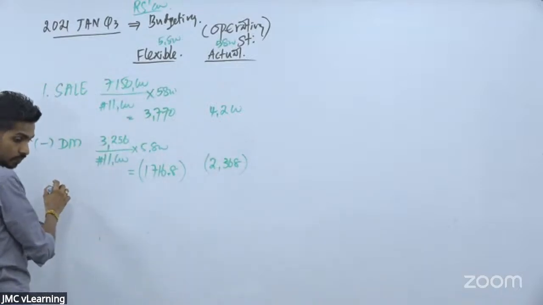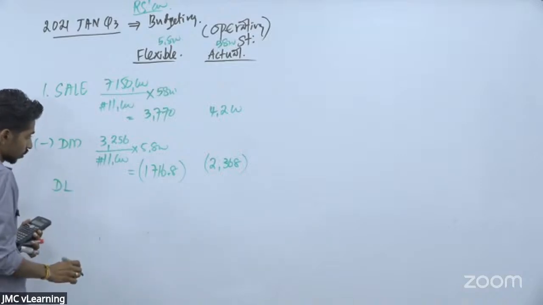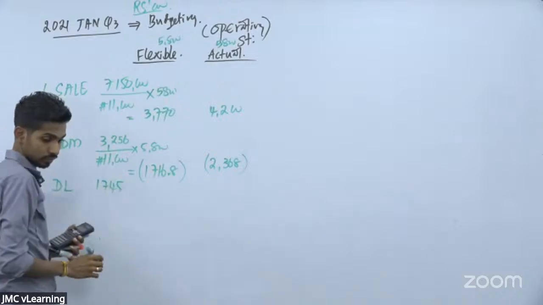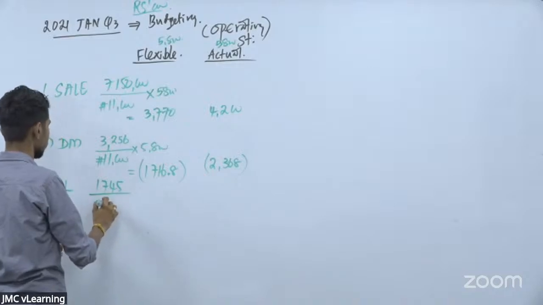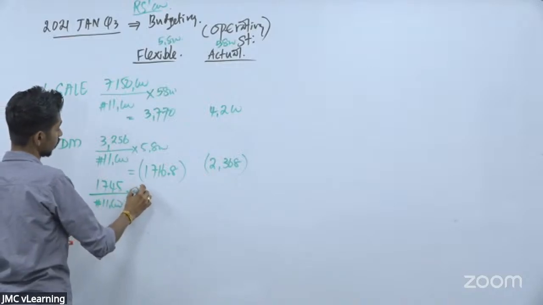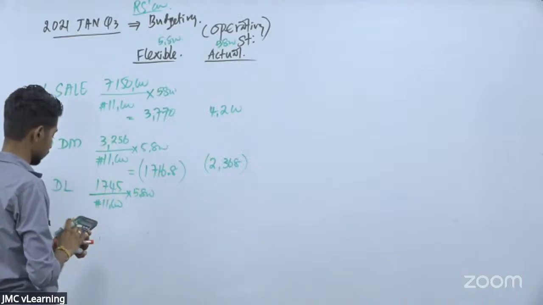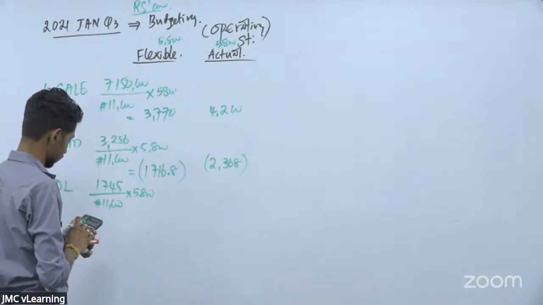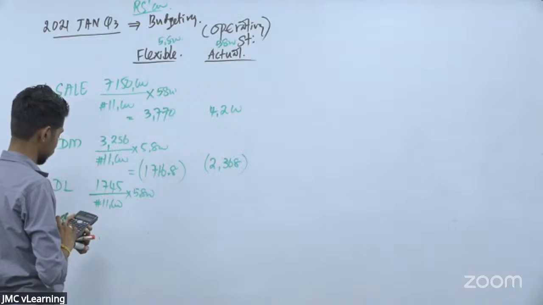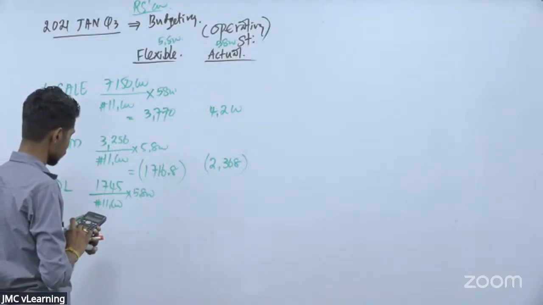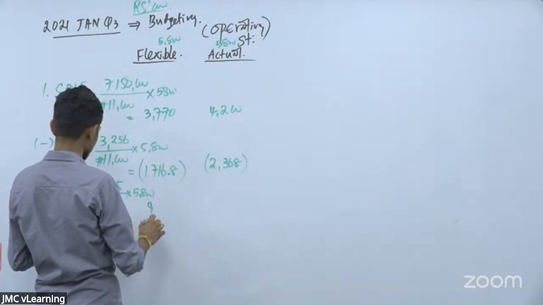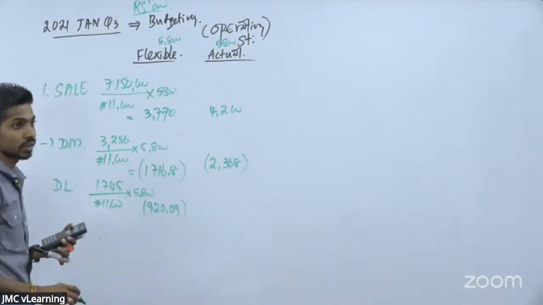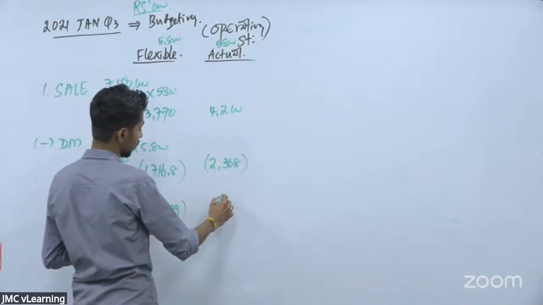Thereafter, direct labor. Direct labor is also a variable cost. Then 1,745 divided by 11,000 multiplied by 5,800. $920.09. Is it correct? Then here actual 910.